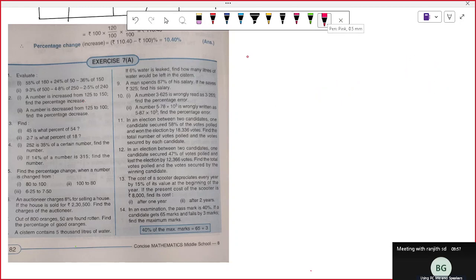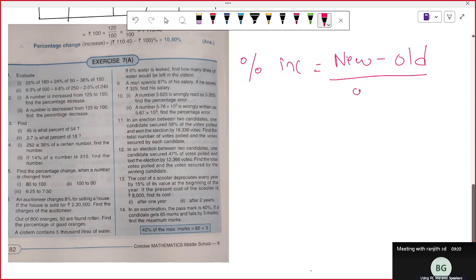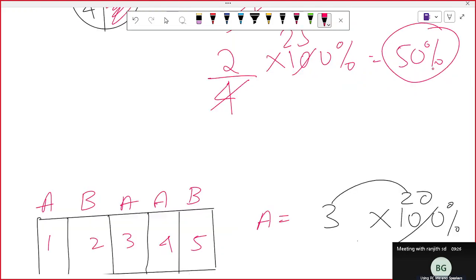Now I'll give you all the formula. Percentage increase: the formula is new value minus old value, divided by old value, into 100%. This is the formula.